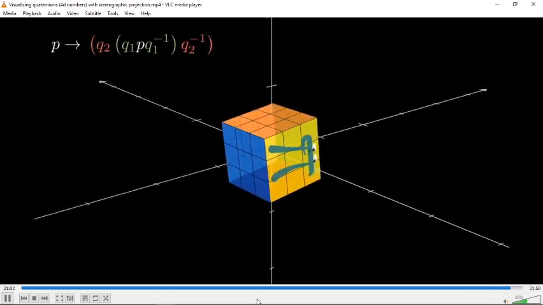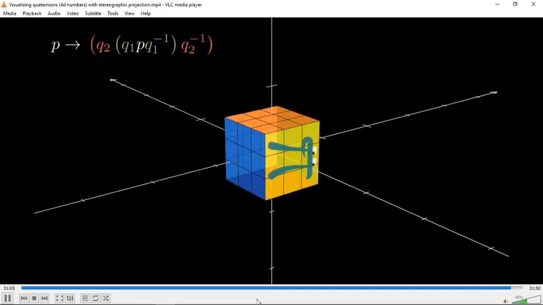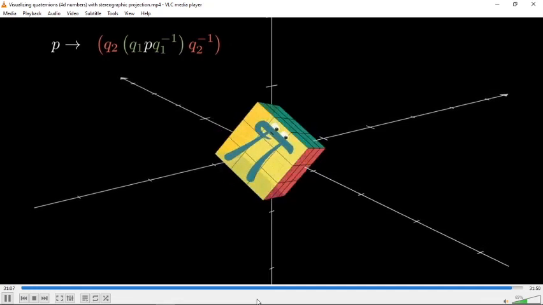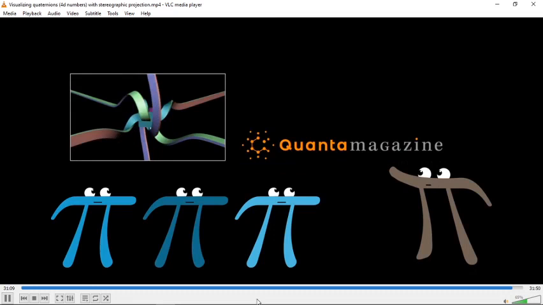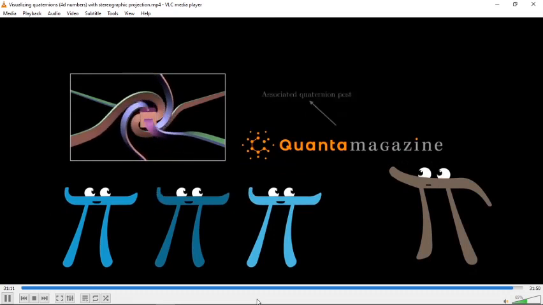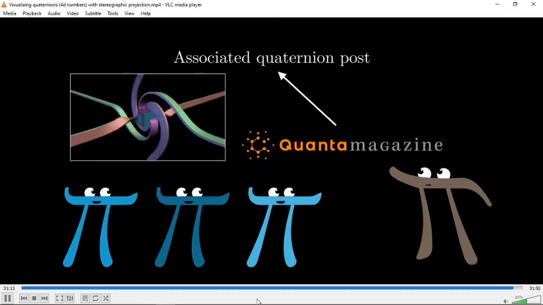In the meantime, for more information on the story of quaternions and their relation to orientation in 3D space, Quanta, a mathematical publication I'm sure a lot of you are familiar with, just put out a post in a kind of loose conjunction with this video.